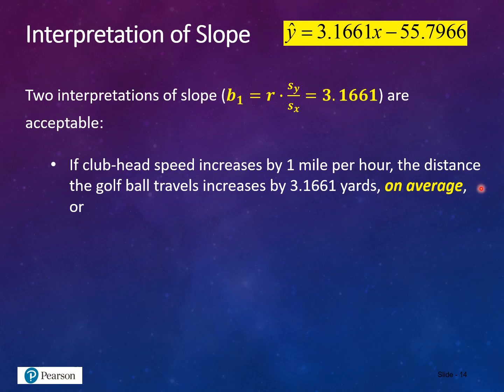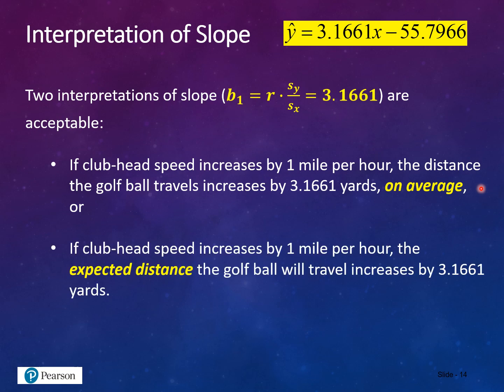Remember, the two interpretations are the mean and the actual. The other interpretation: if club speed increases by 1 mile per hour, the expected distance the golf ball will travel increases by 3.1661 yards. Again, we're looking at two interpretations. One is on the mean or the average, and the other is on an actual observation or an expected observation.